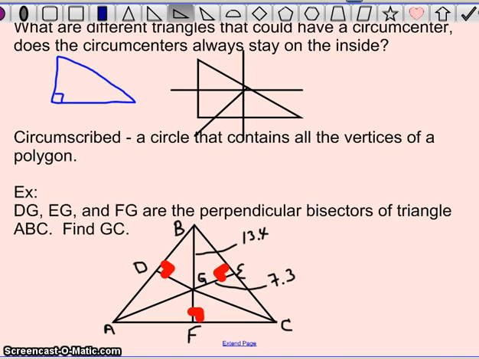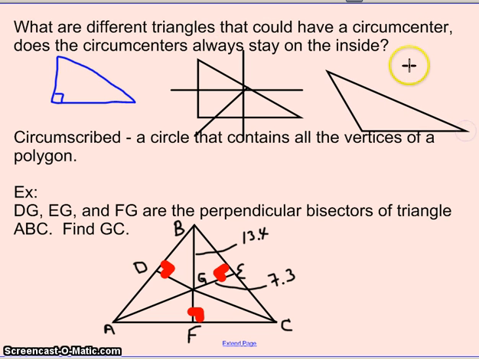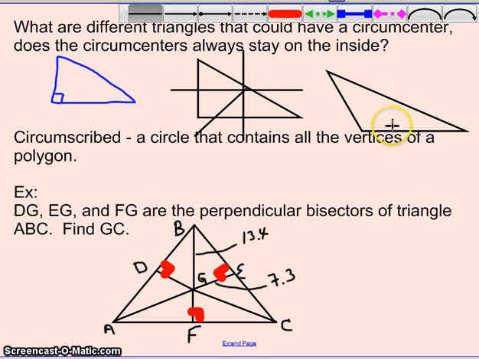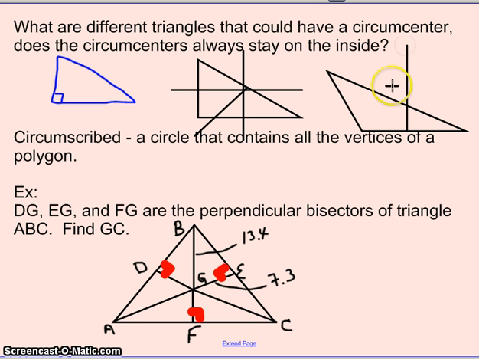Let's try, do we got an obtuse triangle? Okay, so our obtuse triangle, let's see, right in the middle here, and I know I'm eyeballing it. We could do an actual construction, but I think we'll be alright. So notice on an obtuse triangle, when I bisect the sides, the point of concurrency is going to be on the outside of the triangle. So it could be on the inside, it could be on the side of a triangle, or it could be on the outside.